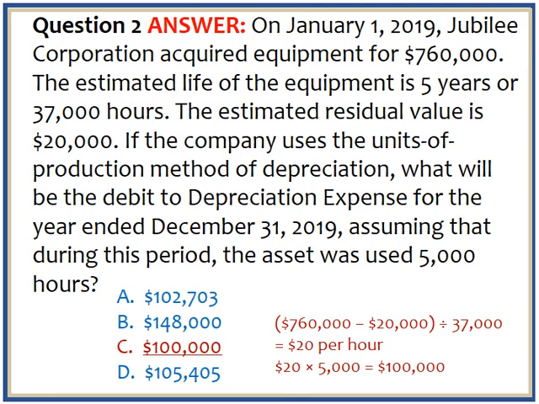The answer is $100,000. To get the answer of $100,000, we start by taking the original cost of $760,000 and subtracting the estimated residual value of $20,000 to get $740,000. We divide the $740,000 by 37,000 hours to get a depreciation rate of $20 per hour. To calculate the amount of depreciation expense for the year ended December 31st, 2019, we would take the $20 depreciation rate times the 5,000 hours the asset was used during the year to arrive at depreciation expense for 2019 of $100,000.